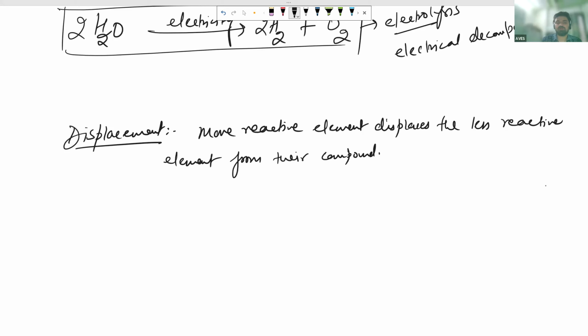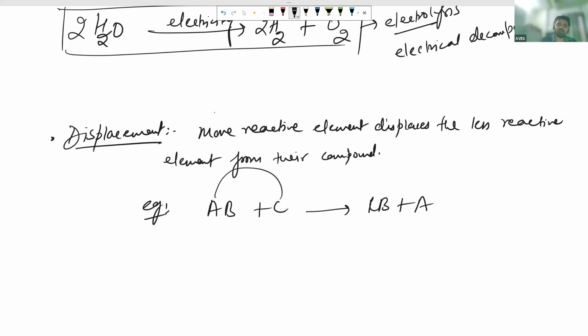Got it? Second example. In this type of reaction, if I'm writing AB when it reacts with C, then C will displace A and will give you CB plus A.